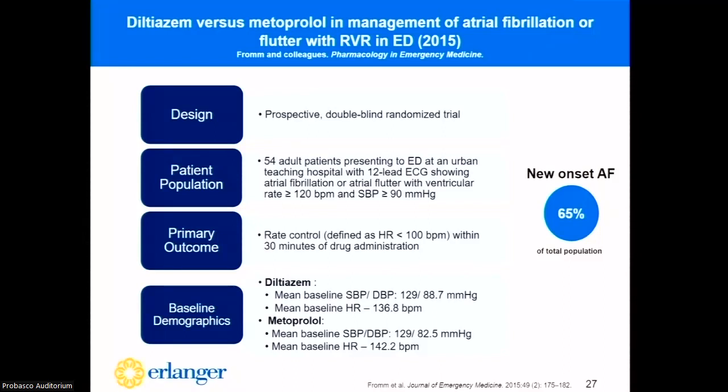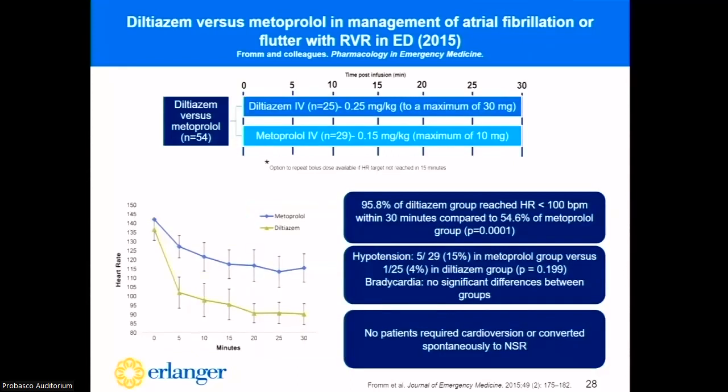As far as their baseline characteristics, pretty similar in their blood pressure or mean blood pressure, and then also a slightly higher mean baseline heart rate in metoprolol, but not significantly different. Also notable, most of these patients had new onset AFib at presentation. So they were specifically looking at diltiazem dose 0.25 mg per kg with a maximum of 30 milligrams versus metoprolol dose at 0.15 mg per kg with a maximum of 10 milligrams over 30 minutes.